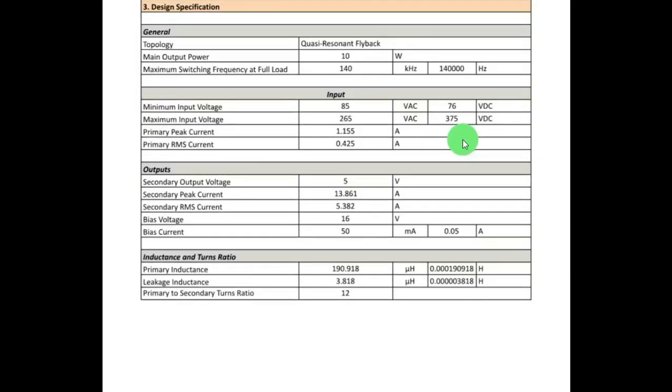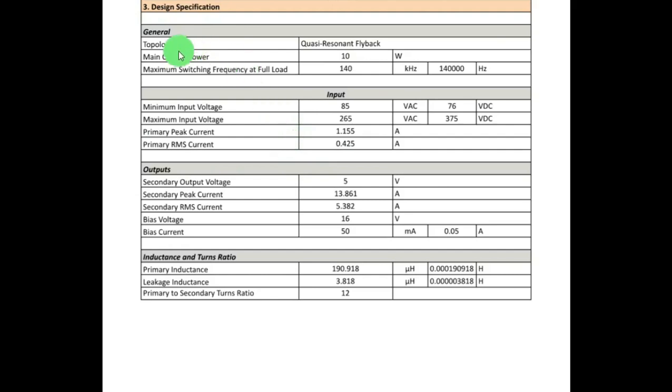Now let us understand the design specification. I'm considering one power supply design, and I will show you how to design the transformer, how to calculate each and every parameter of the transformer. So let us first understand the design specification.